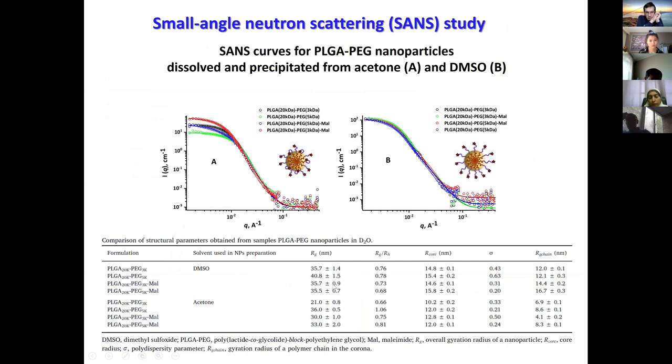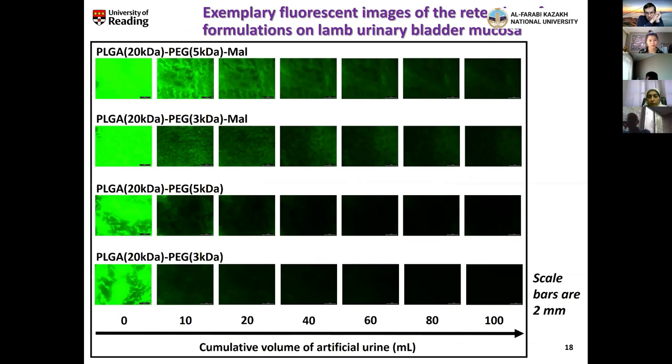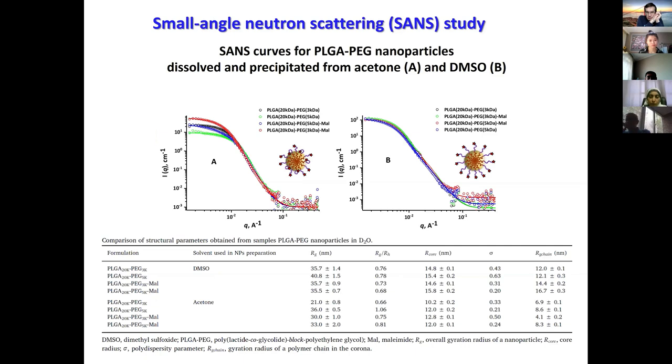So we think that the maleimide groups attached to the dangling PEG chains increase the radius of gyration of the PEG for the nanoparticles precipitated from DMSO. But for the nanoparticles precipitated from acetone, we might expect that some of the maleimide groups, due to their hydrophobic nature, will tend to incorporate into the PLGA and PEG interface. So there was quite a difference in size when precipitated in acetone.